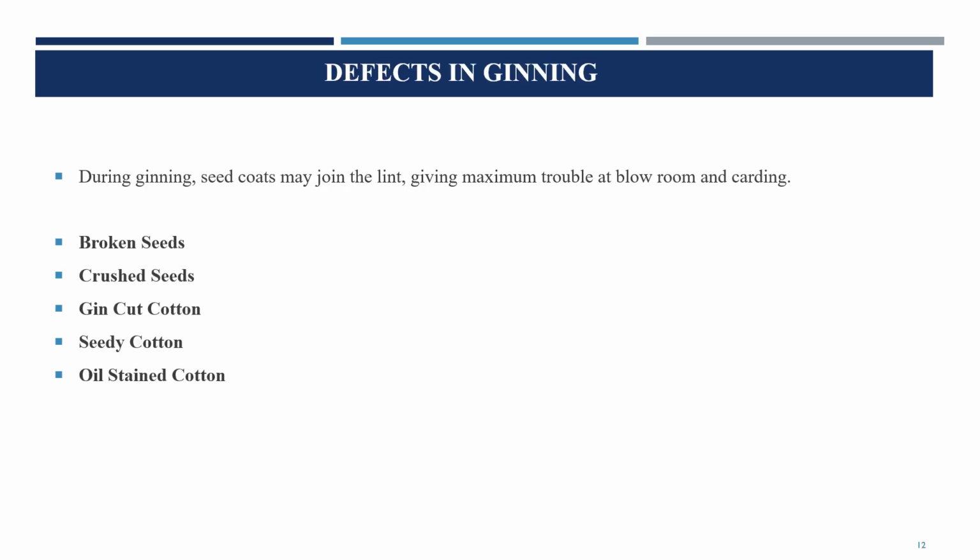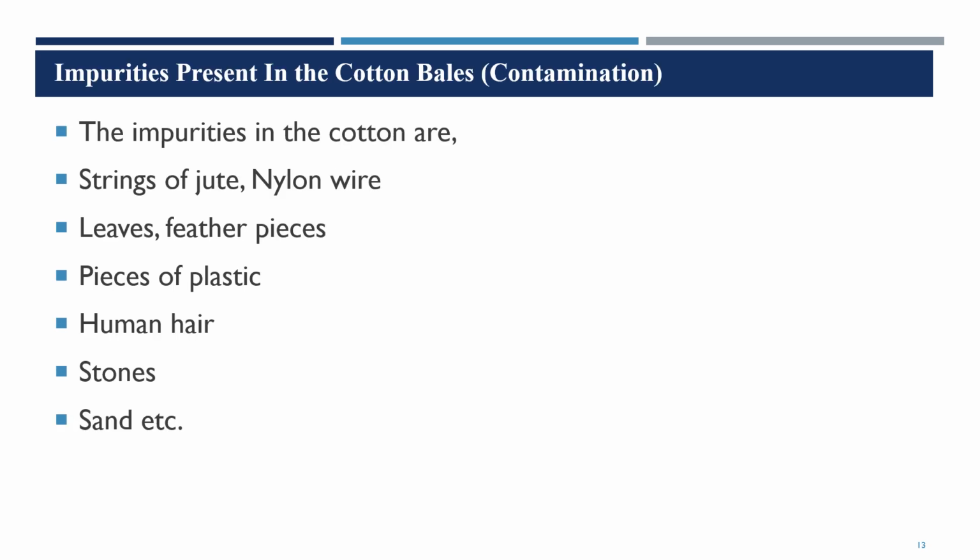Normally, during the ginning operation, some defects will also occur, like broken seeds, crushed seeds, gin cut cotton, seedy cotton, and oil stained cotton. These are some of the defects that occur during the ginning process. Along with the defects, some added impurities will also be there during the baling process of the fiber. That is contamination. Normally, the added impurities are technically known as contamination.